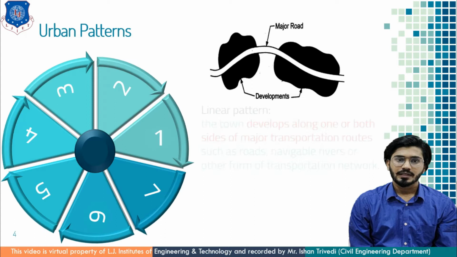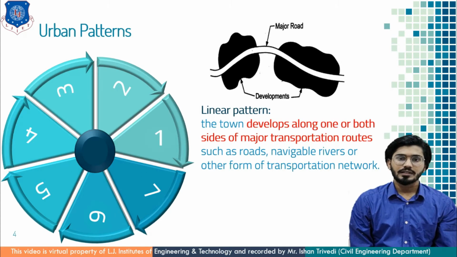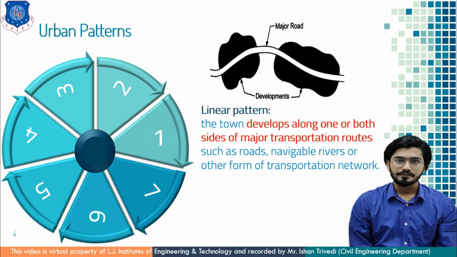Let us start with the first, the linear pattern. The development of the town is done along the road. It can be on one side or on both sides, and the entire city is developed along the major road. Like Mumbai, which is developed along the railway and road corridor. In some cases, the city is developed along navigable rivers or any other form of transportation. In Mumbai, the city is divided into Western Mumbai and Eastern Mumbai, with the Western Express corridor and the railway network as the major transport link of the city. Even in Ahmedabad, the Sabarmati river divides the city into two parts, East Ahmedabad and West Ahmedabad.